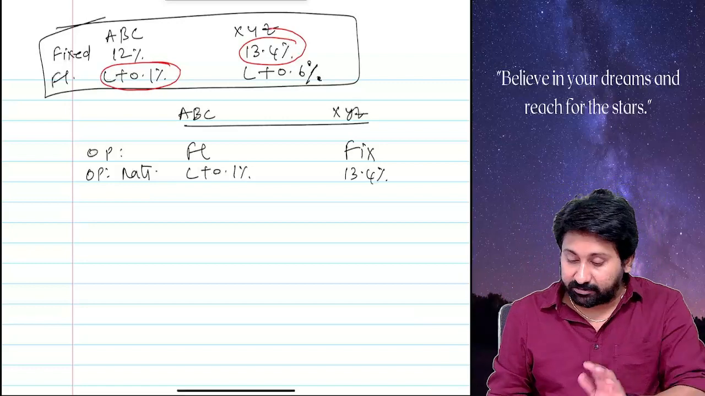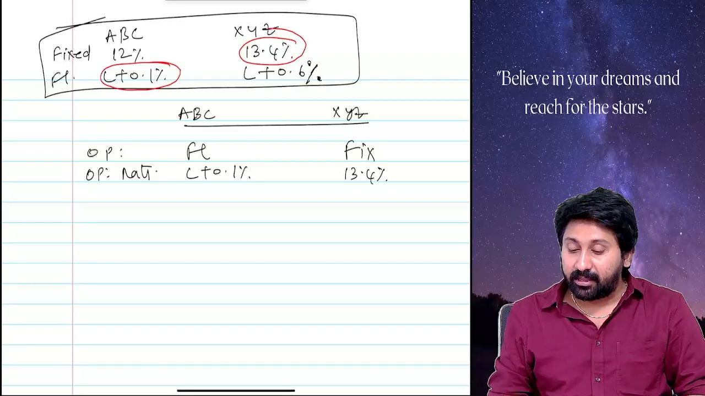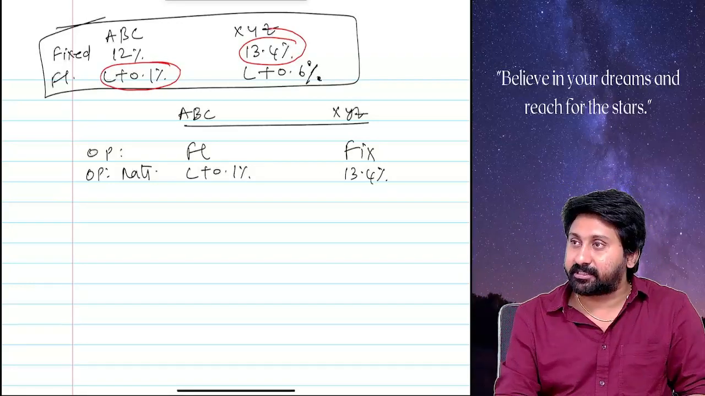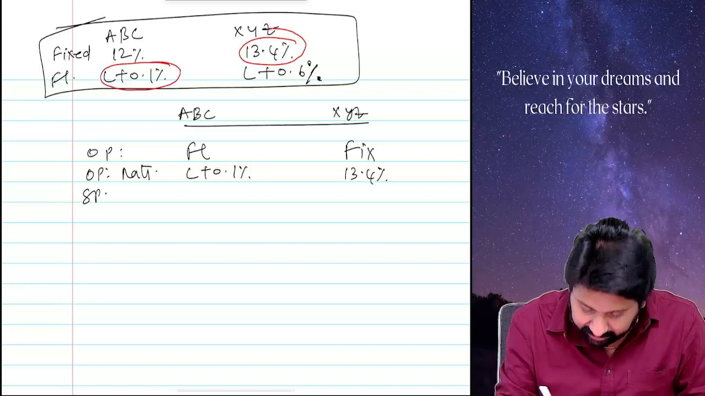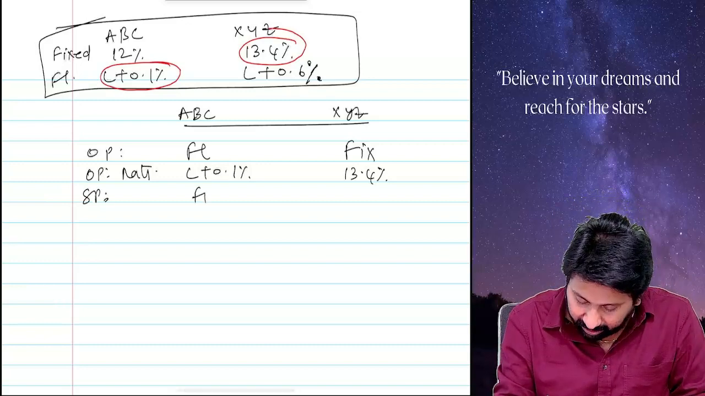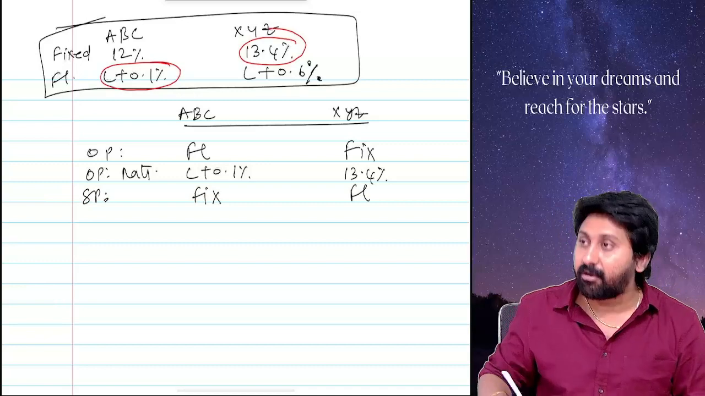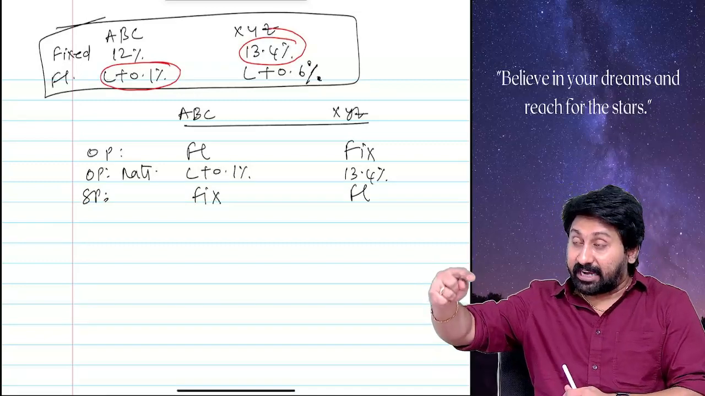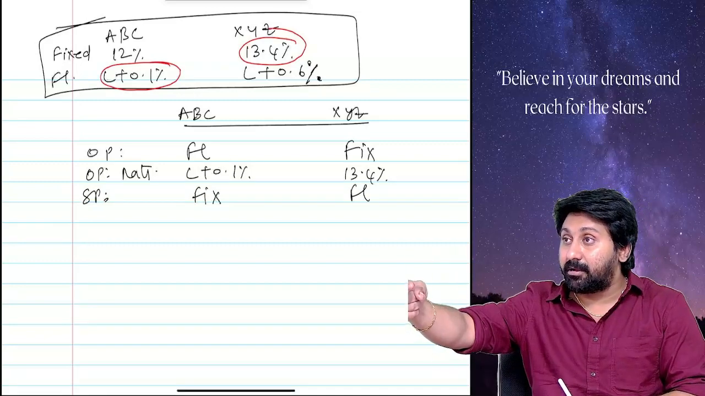Answer. XYZ, who wants to take floating? They wanted to swap their positions. Okay, tell me, what is the swap position? I will take fixed, you take floating? The reason is XYZ wants to take fixed.